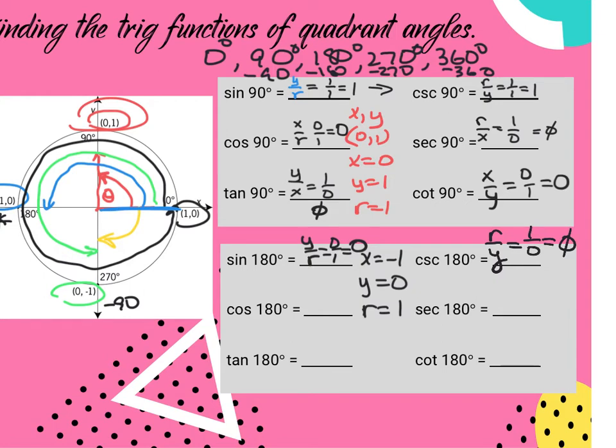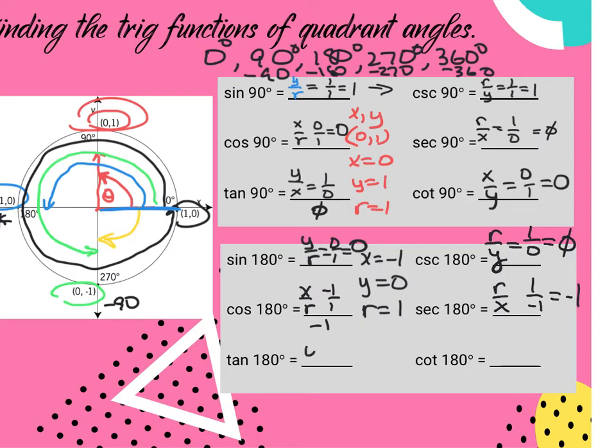Cosine uses x over r. x is -1, r is +1. So this simplifies to -1. Reciprocal, r over x, 1 over -1, simplifies to -1.